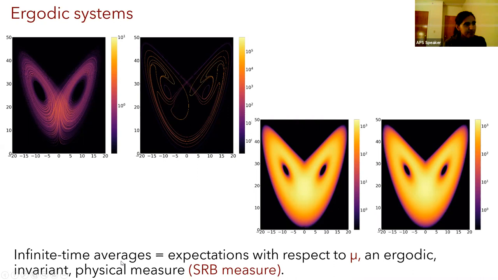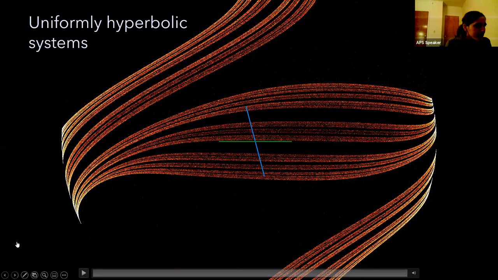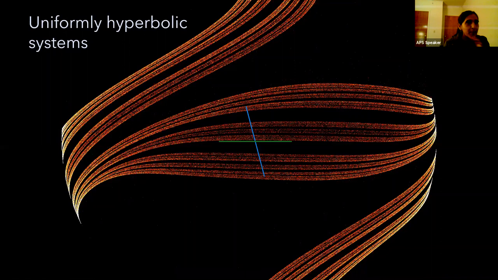The other technical assumption is that we consider uniformly hyperbolic systems. What this means is that at every point in phase space, there is the tangent space, which has equal dimension to the phase space, and can be split into stable and unstable directions. The stable directions are directions in which, if we apply an infinitesimal perturbation, the norm of that perturbation decays exponentially, and unstable perturbations have exponentially decaying norm backwards in time.